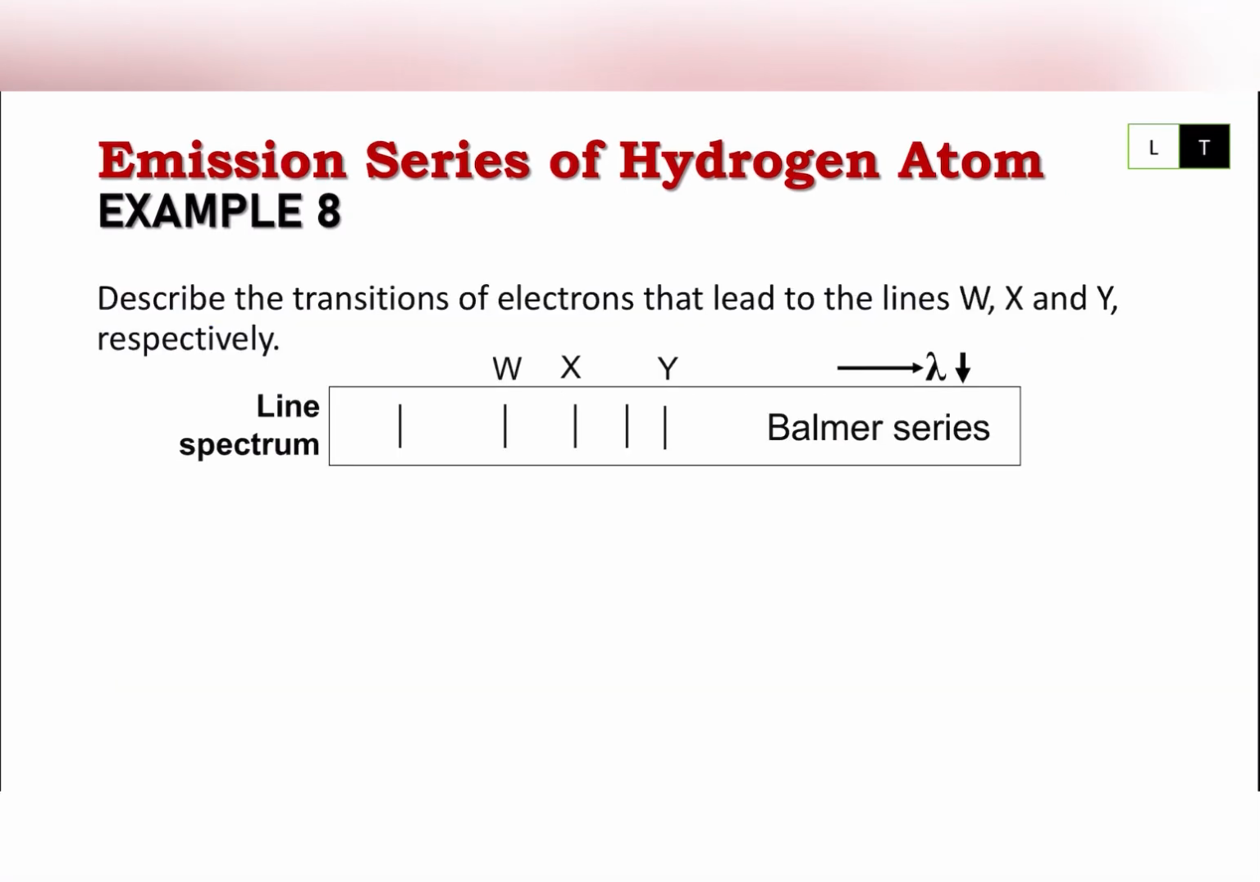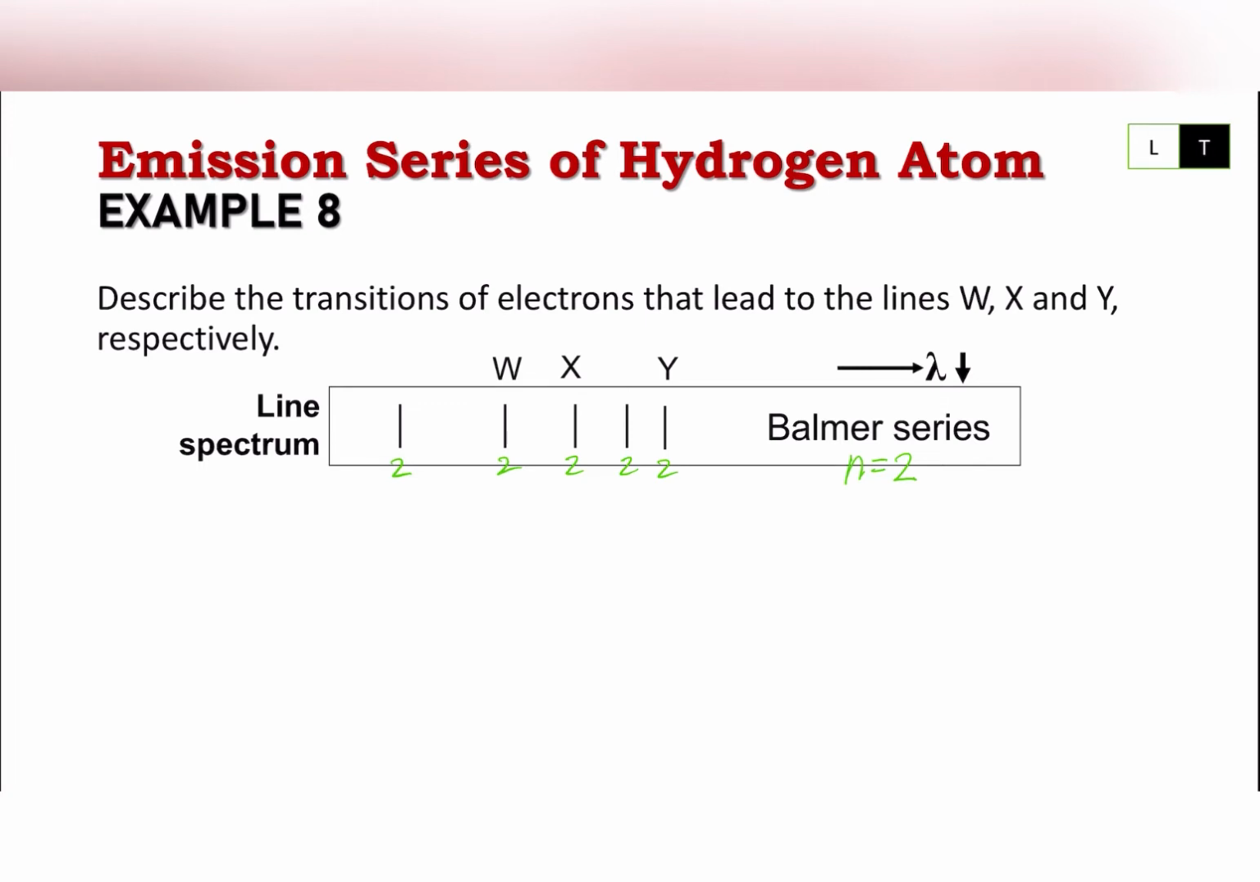Now we go to example 8. I need to describe the transition of electrons that lead to lines W, X, and Y. We are going to describe based on this series. This is the Balmer series, so the energy level for the ground state will always be n equals 2 for this series. So we are going to have 2, 2, 2, 2 for each of the lines at the bottom to indicate the lower energy level.